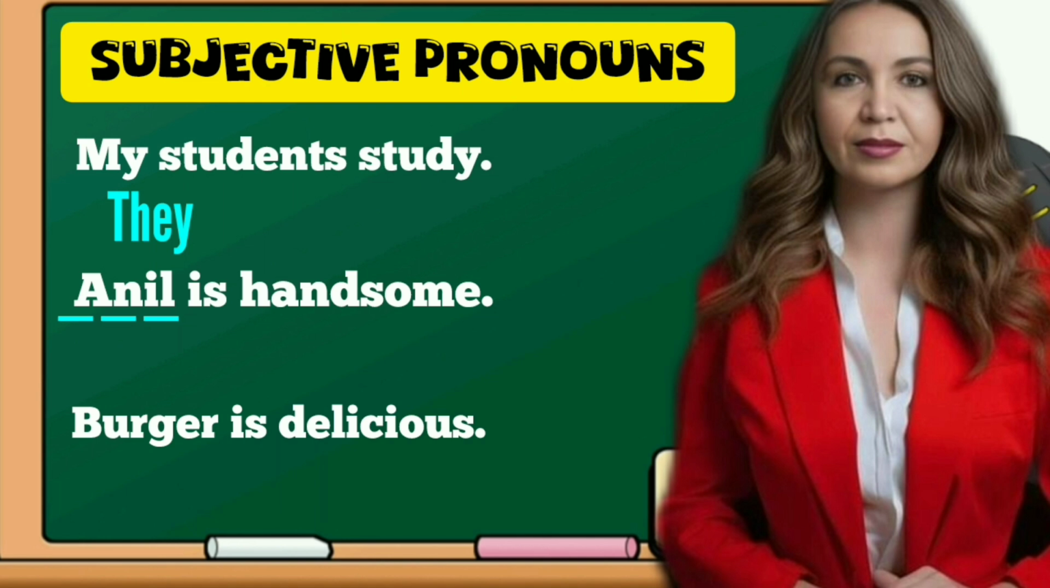Next, Anil is handsome. Anil is one person and he is a boy. So what are we going to say? We are going to replace Anil with he. Yes, he, because he is one boy. He is handsome. Now, the last one. Burger is delicious. A burger is a food and it is only one item. So it is delicious.